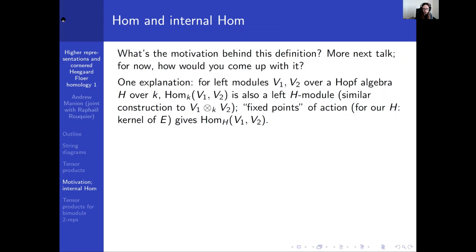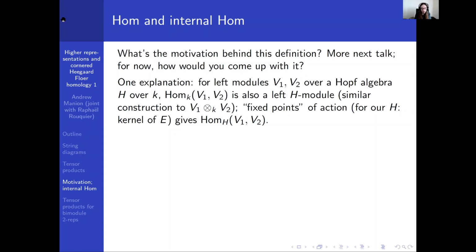Here's one explanation that you can try to give, among several. Let's suppose I have a Hopf algebra H over K, and then I have left modules V1 and V2. The context of this talk is that you can take V1 tensor over the ground field with V2, and have a diagonal action of H on that, and that's why H-mod has a monoidal structure if H is a Hopf algebra.